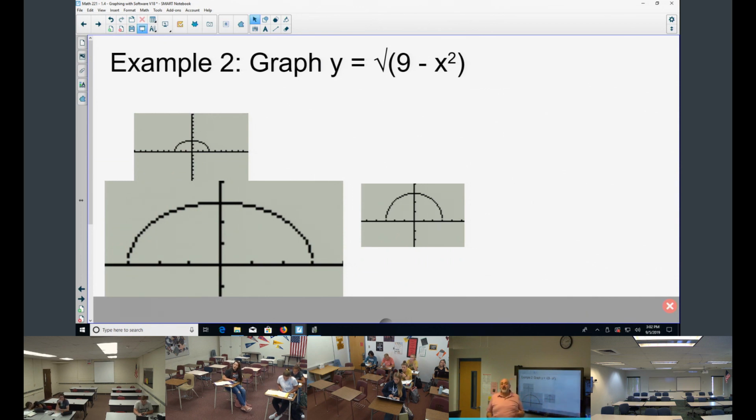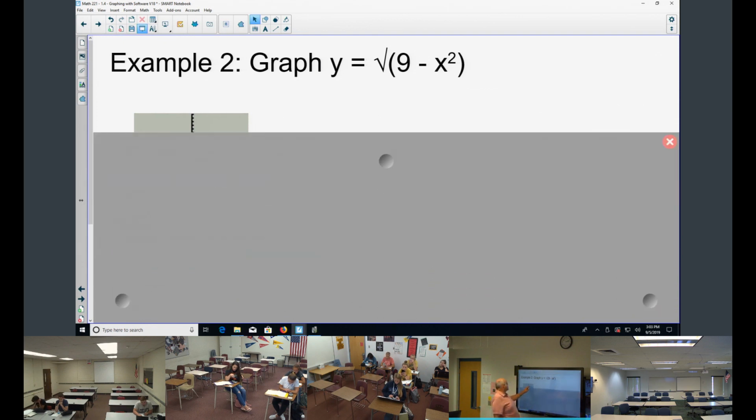So the way to make it look like a circle is instead of doing zoom 6, zoom standard, that's when you use zoom square. And so zoom square, zoom 5, that makes it look truer to the actual graph, okay? There's not the distortions, okay?